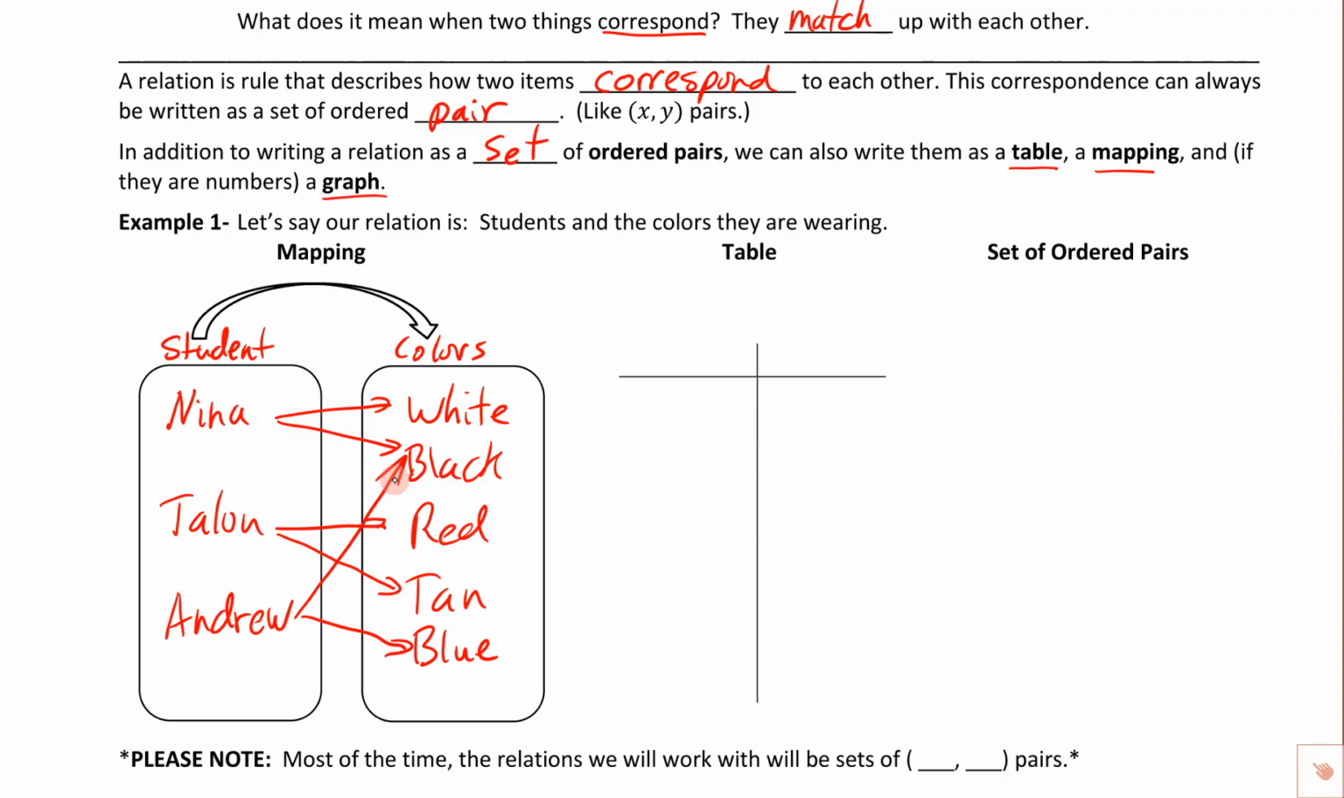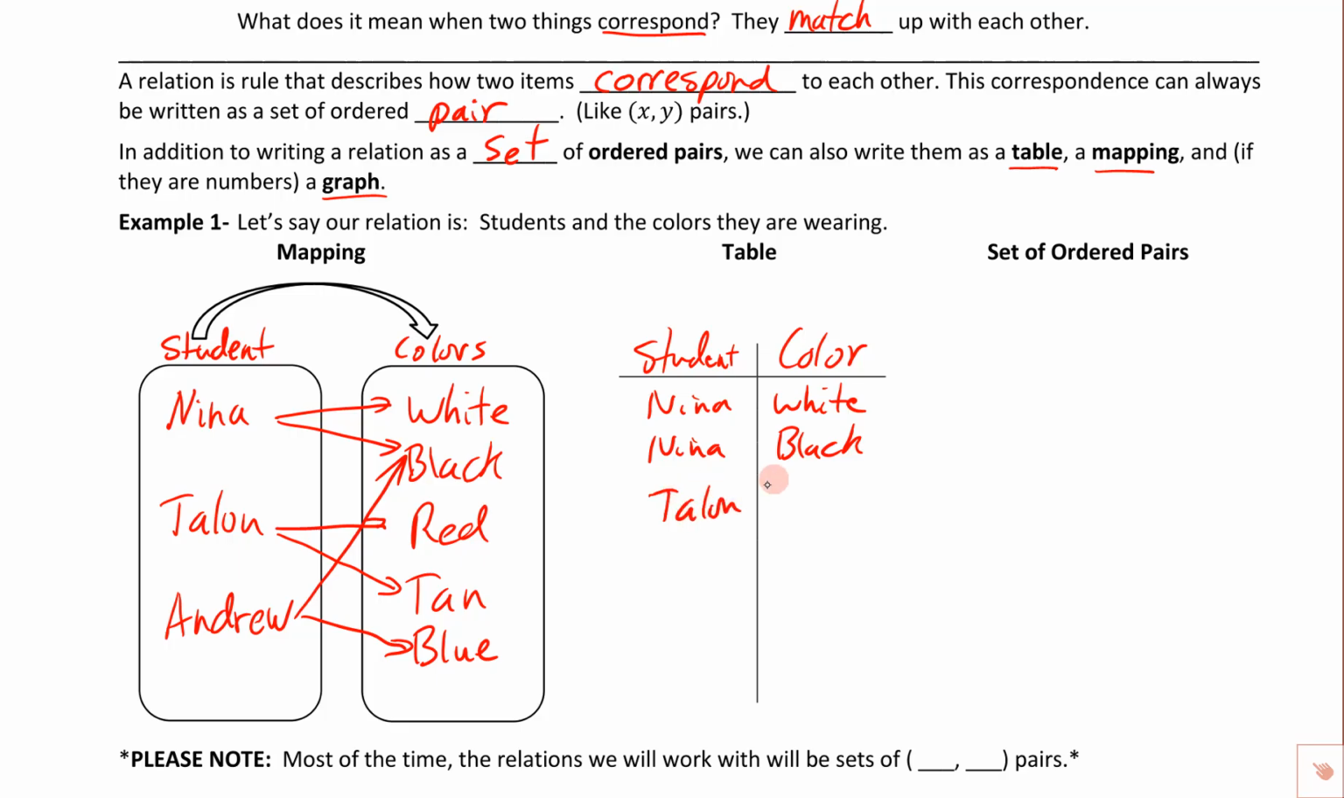So as we set up above, a mapping is one way to represent a relation. So we've got this mapping done here. Let's write it down as a table. We're going to put the students over here, and the colors they're wearing on the other side. I'm going to write Nina, and she's wearing white. I'm going to write Nina, she's wearing black. And the reason we need to write it down twice is because Nina corresponds to 2 different colors. Again, it's this relationship, this correspondence that we're writing down here.